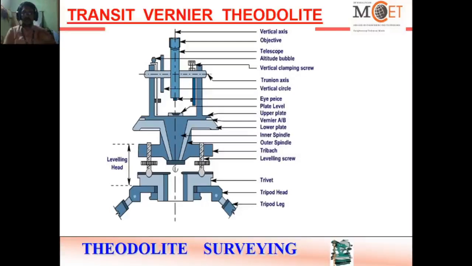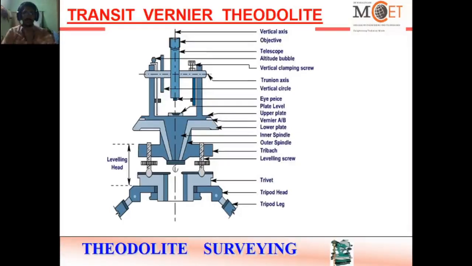Next comes the parts. Already you have seen this same image in the first slide itself: the transit vernier theodolite. These are the major parts you have to remember. Many times for a theoretical portion in the exam, they may ask, explain with a neat cross-sectional detail of the theodolite with parts and explain each part. They may ask even for 10 or 15 marks also. So please concentrate on the diagram.